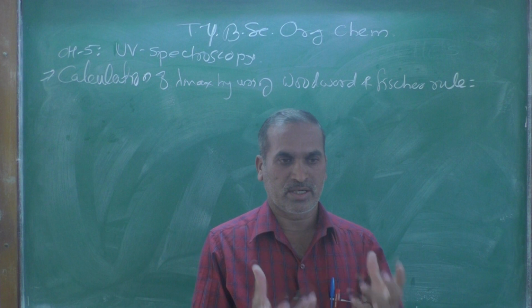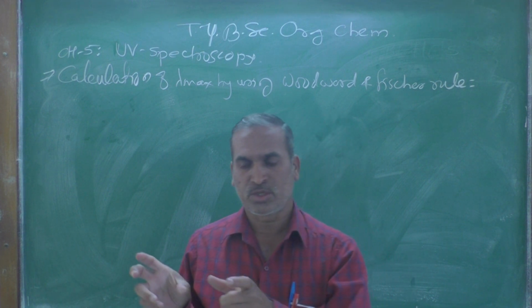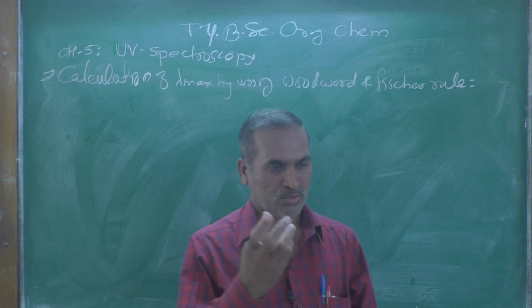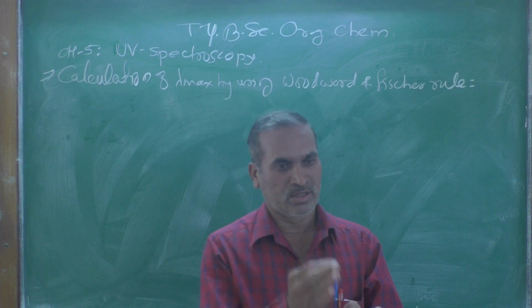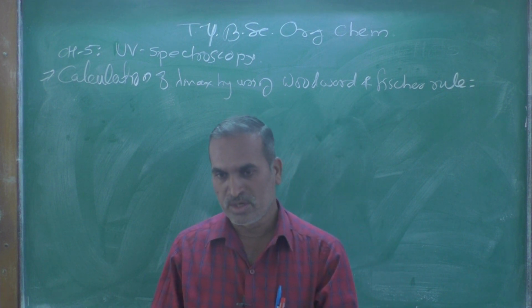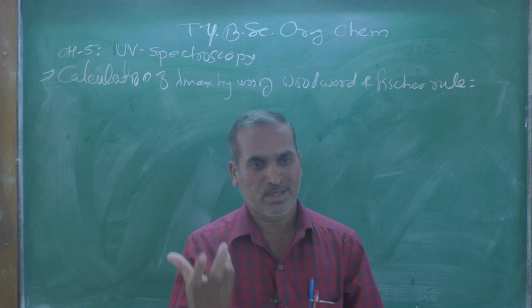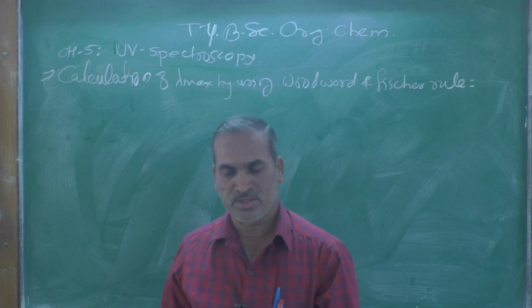I think we were discussing how to calculate lambda max using the Woodward-Fieser rule, and there we learned only one of the systems, which is the diene system. What do you mean by the diene system, or how do you define the diene system?